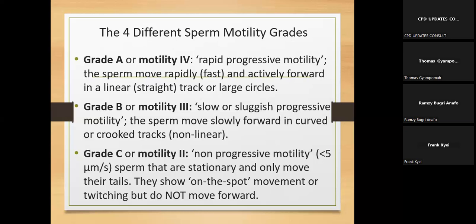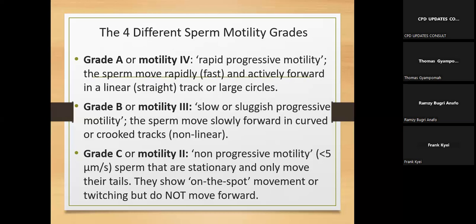Then, of course, grade C is the one that sometimes is on the spot or stationary. So non-progressive motility. Okay, they show motility of less than 5 micrometers per second. They are just not making any forward movements, just on the spot, stationary, but you see that they are not dead. They're showing some kind of movement. So that also comes under grade C.